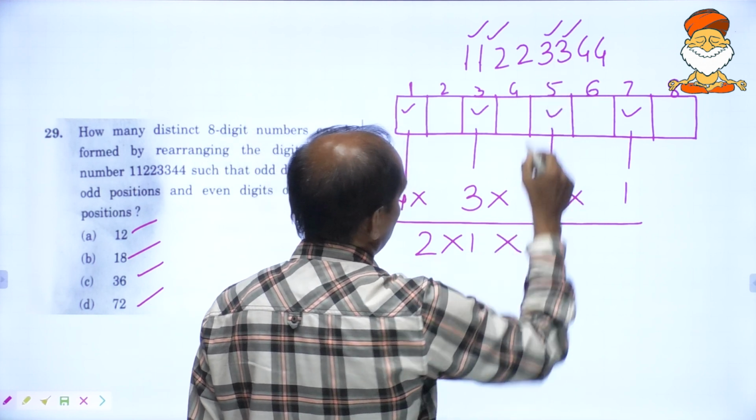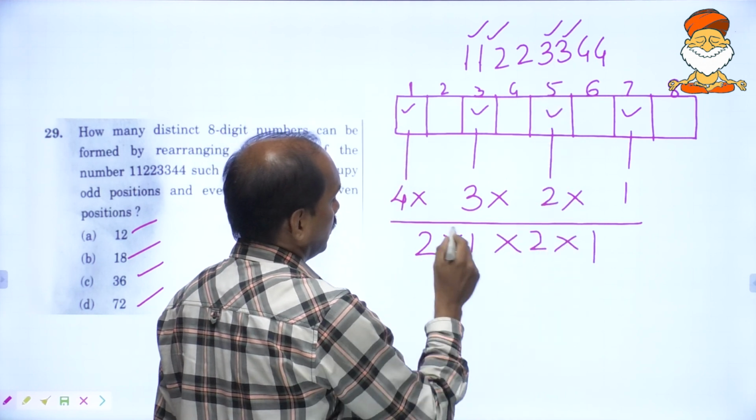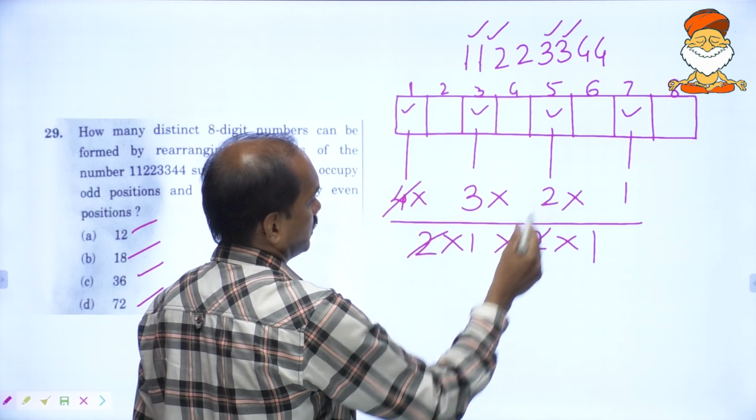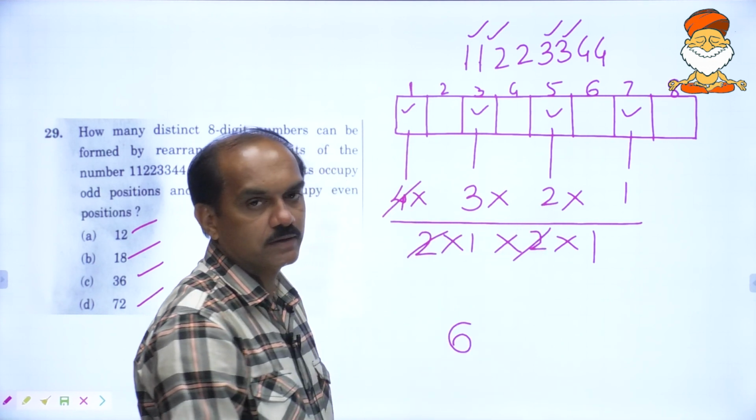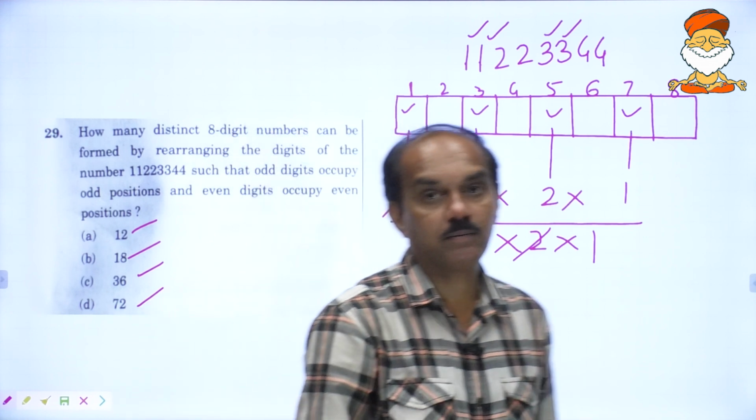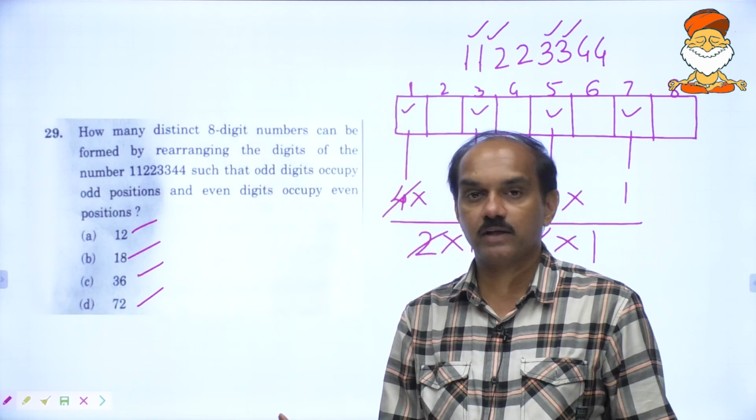Then 3 is repeated 2 times, 2 into 1. 2 2s are 4, 4 will get out, 3 2s are 6. This is everything about odd positions and odd digits.